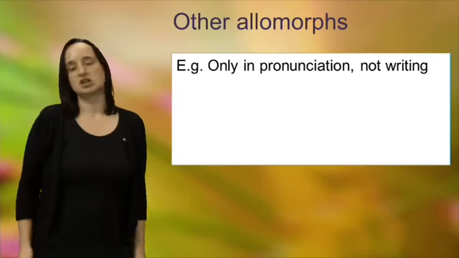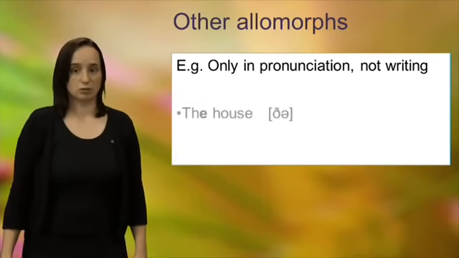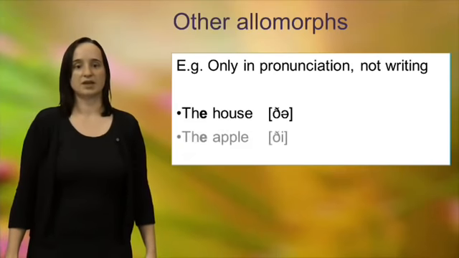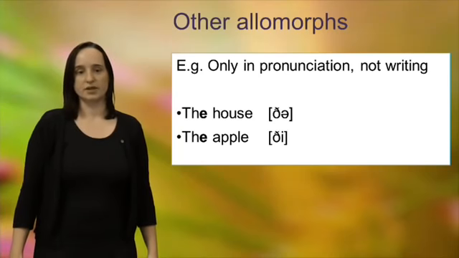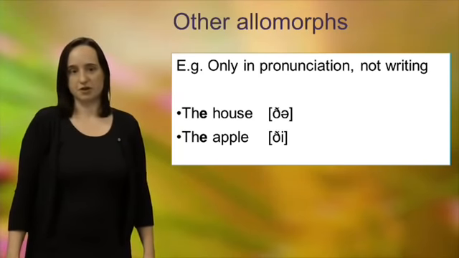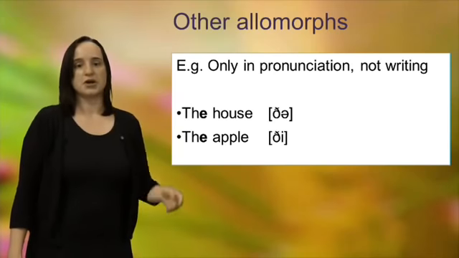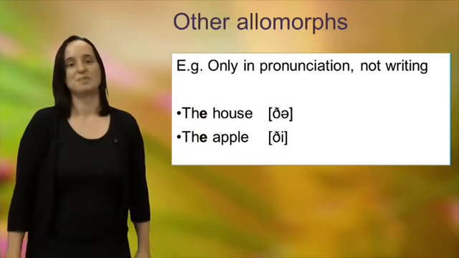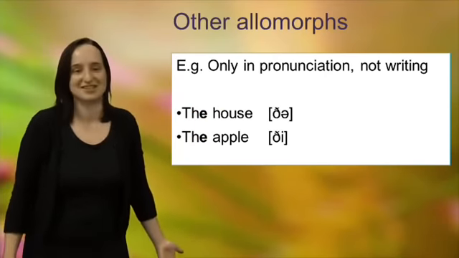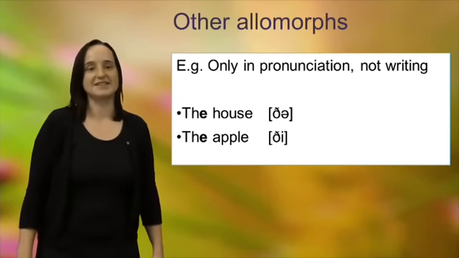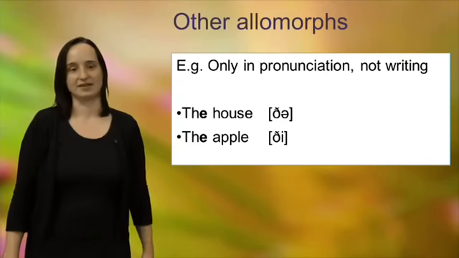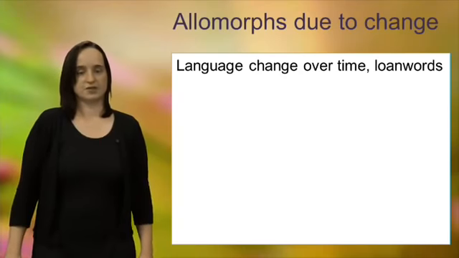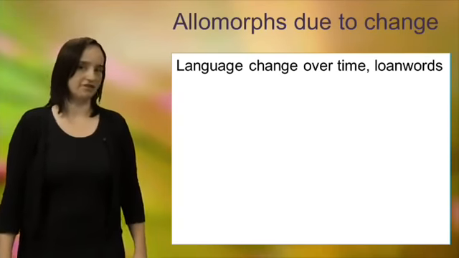Some allomorphs don't appear in writing, they only appear in the spoken language. So if we take the definite article in this case, the house, and the apple. Now these are pronounced differently, even though they're not written differently. So you can see that in the IPA they would be written differently, but in writing the form is just the. So in this case allomorphy exists in the sounds and not really in the way the definite article is written.